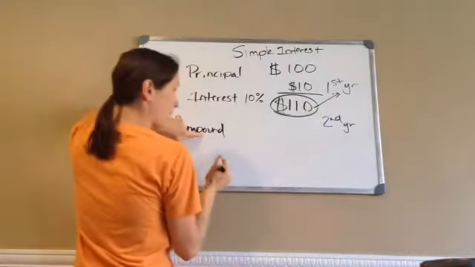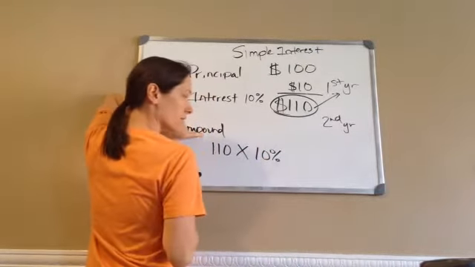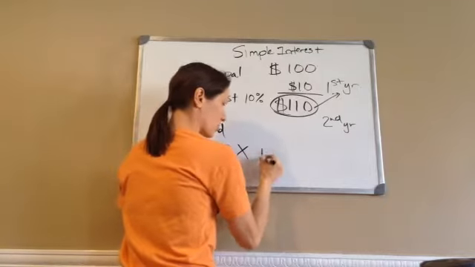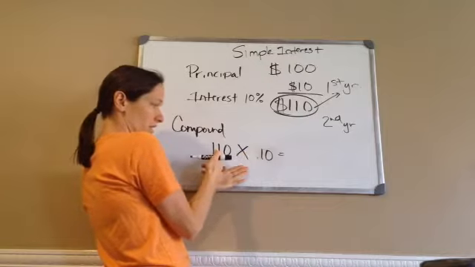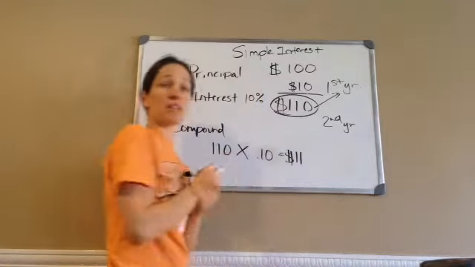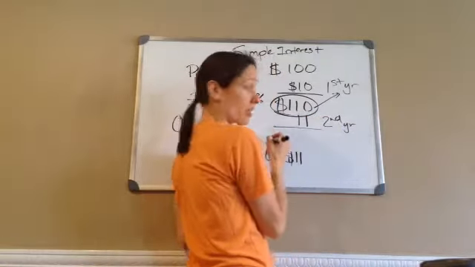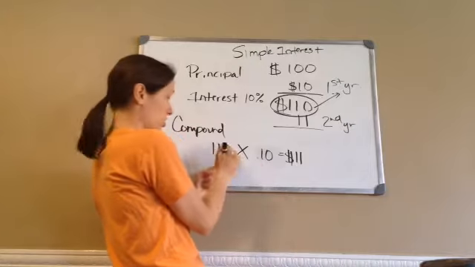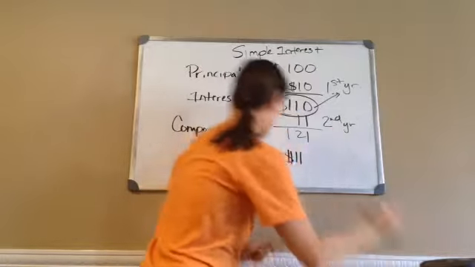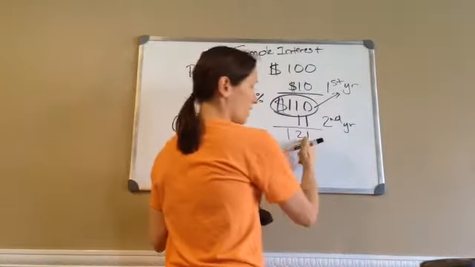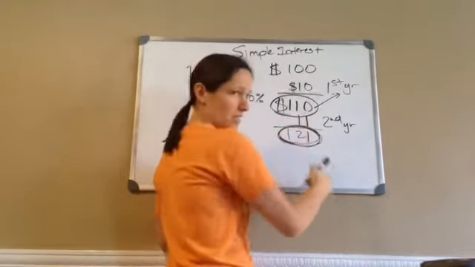So what I have to do for compound is 110 times 10%. So 10% changes to 0.10. Okay? And 10% of this is going to make $11, not 10. Now, it doesn't seem like that big of a deal. So I'm going to add $11 instead of 10 because it's 10% of this new number. So now it's 121. Okay? Now, let's do the third year. Again, with compound interest, you take the new amount. You don't just keep adding $10 every time.